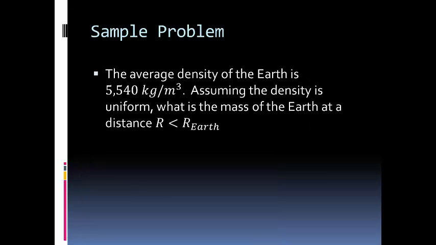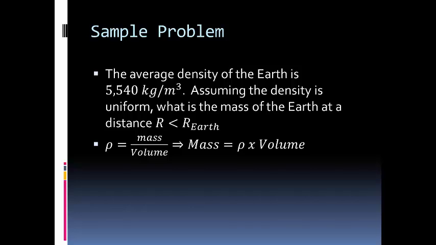Let's do a sample problem. The average density of the Earth is roughly 5,540 kilograms per cubic meter. Assuming the density is uniform, what is the mass of the Earth at a distance r that is less than the radius of the Earth?